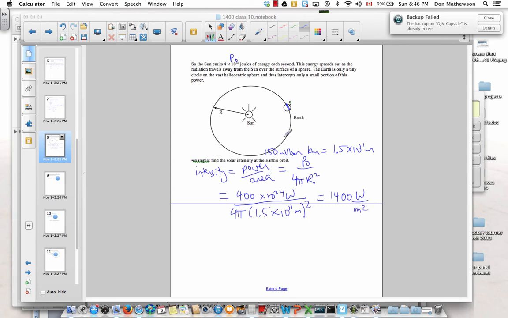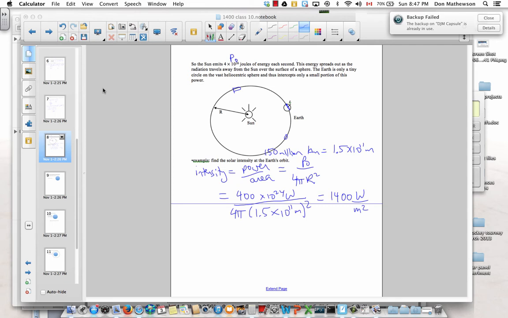So for every square meter of area here on the sun, on the heliocentric sphere, at one astronomical unit, 1 Earth-Sun distance away, every square meter of area here would get 1,400 watts. That's 1,400 joules every second of solar energy arriving at that point. Now the Earth has got lots of meters squared there that it provides to intercept that solar radiation, so there'll be lots of watts hitting the Earth. But this is for every square meter.